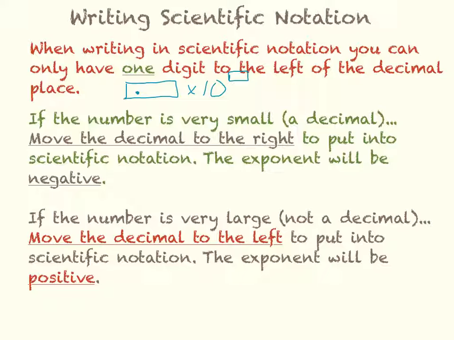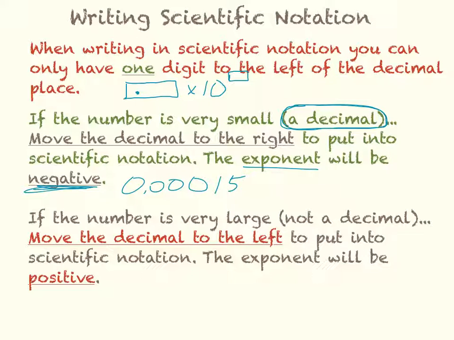Now, if the number is very small, which means it is a decimal number, then you're going to move the decimal to the right. You move it to the right until you have only one number other than 0 to the left of the decimal. And then the exponent will become a negative number. So you're going to have 0.00015, something like that.